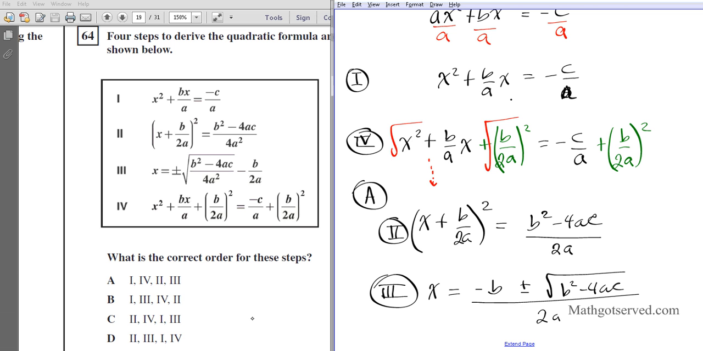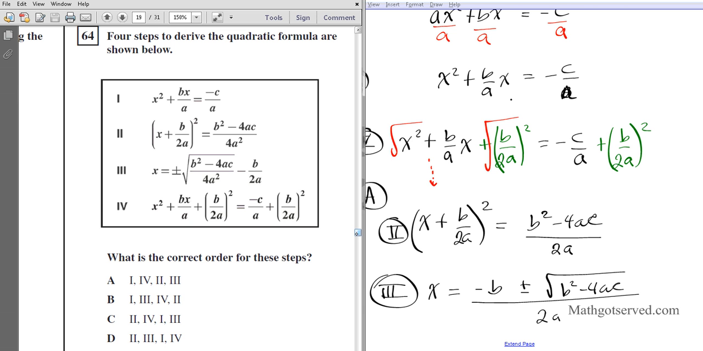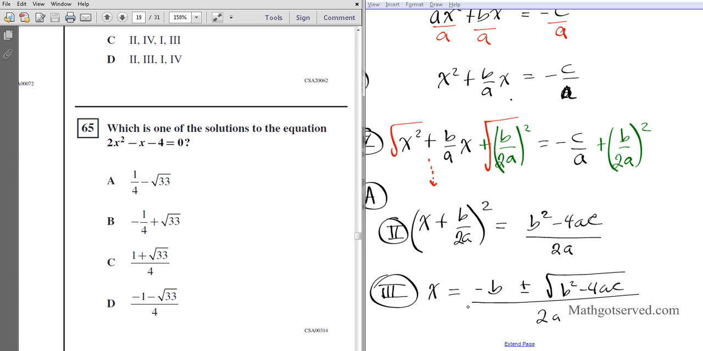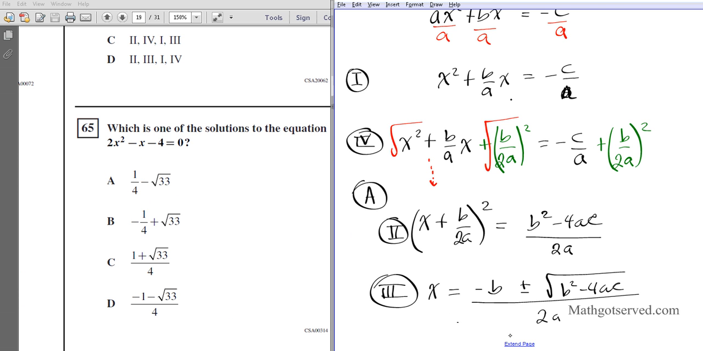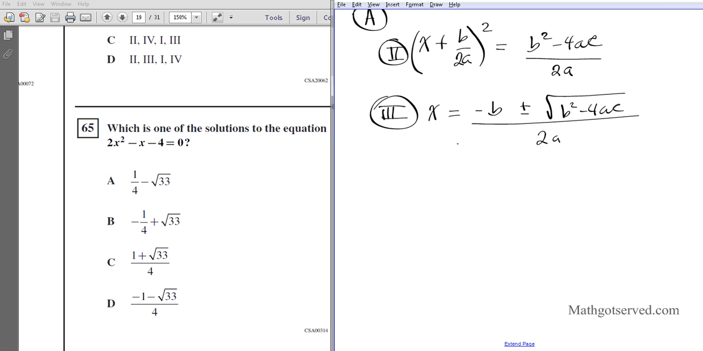All right, so there you have it. Let's move along to question 65. It says, which is the solution to the equation? Now, the question is, can we use factorization to solve this problem? The answer is clearly no, because if you look at the options, we have radicals there. Anytime you have radicals in your solution, that's an indication that it's going to be prime. You can't factor it. So if we can't factor it, we can either use completing the square or the quadratic formula. The quadratic formula is the easiest to use, so why don't we go ahead and use that?